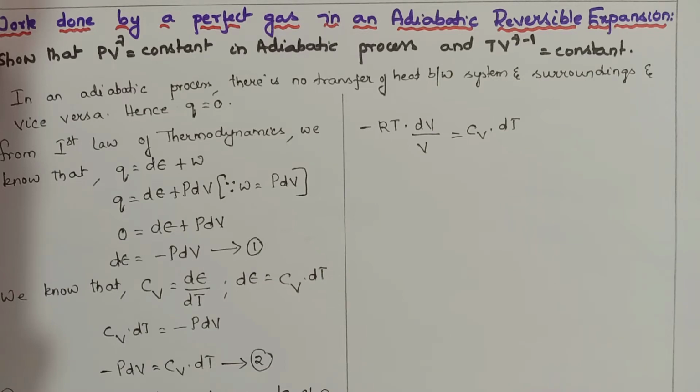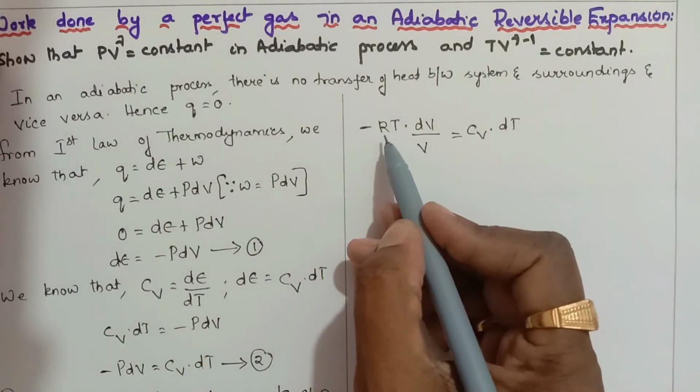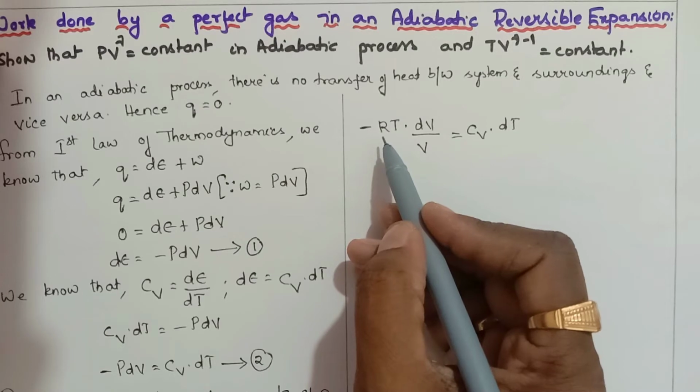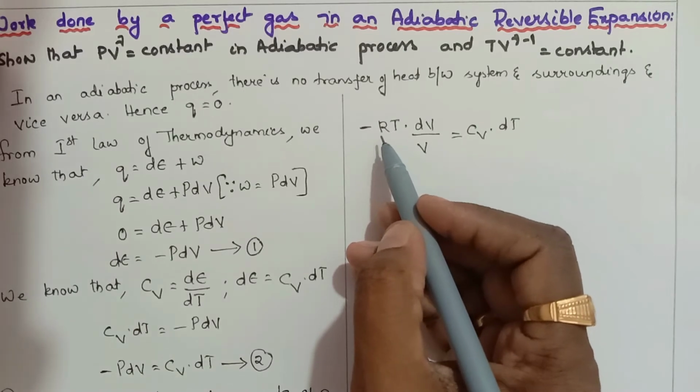So, I have substituted the value of P in equation 2: minus RT into dV by V is equal to CV into dt. Completed? Now, look here. We know the relationship between Cp and Cv. What is Cp minus Cv? It's equal to R. Okay. So, I will write in the place of R as Cp minus Cv.